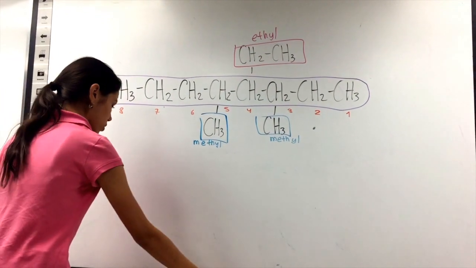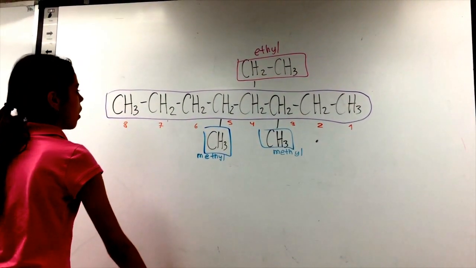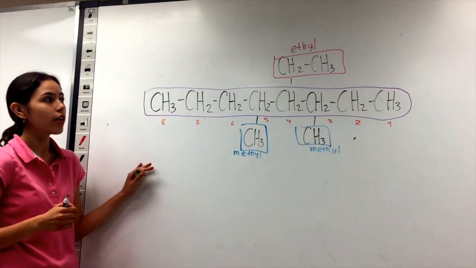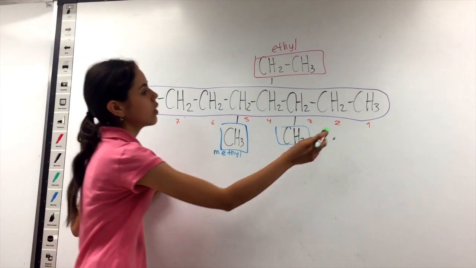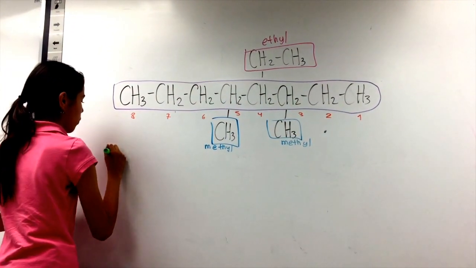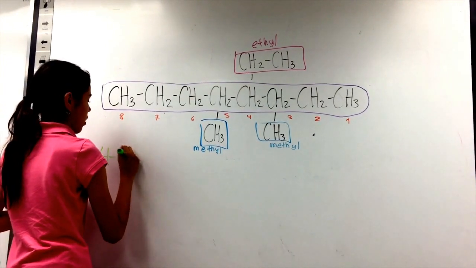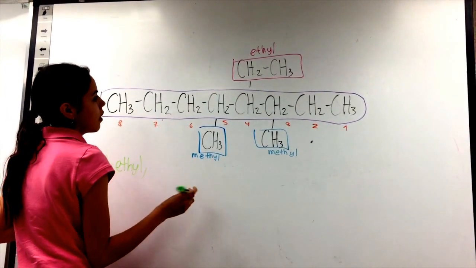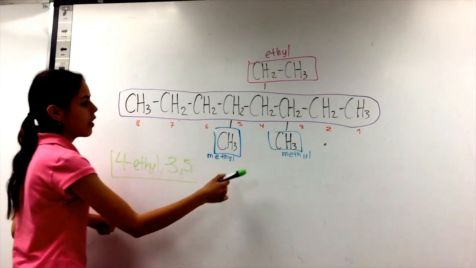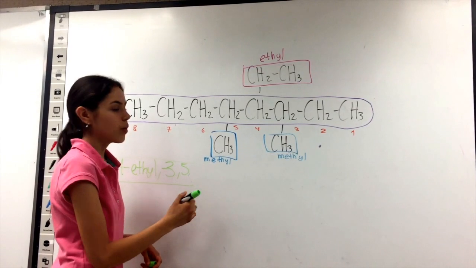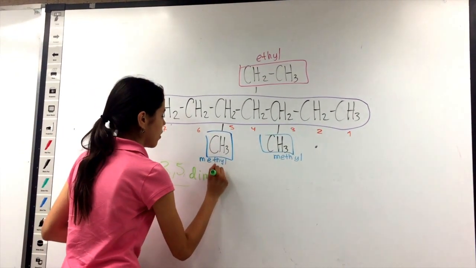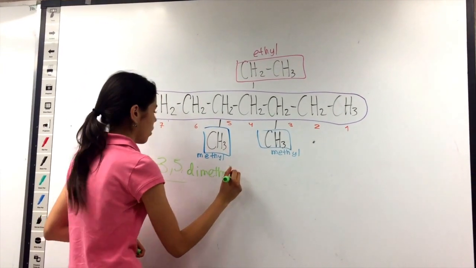Okay, so for naming our alkane, we will start with alphabetical order. In the 4th place we have ethyl, so we write 4-ethyl, then 3 and 5, and since we have 2 methyls, we're going to write the prefix di, methyl, octane.